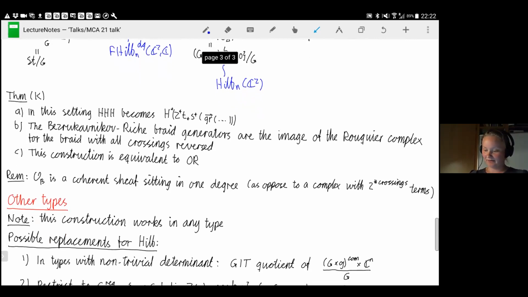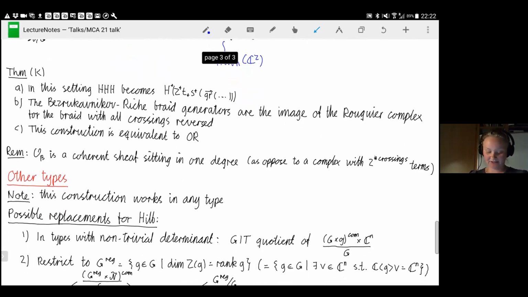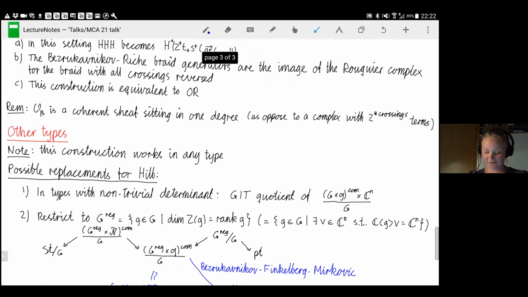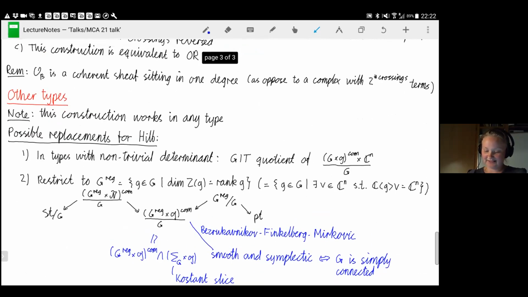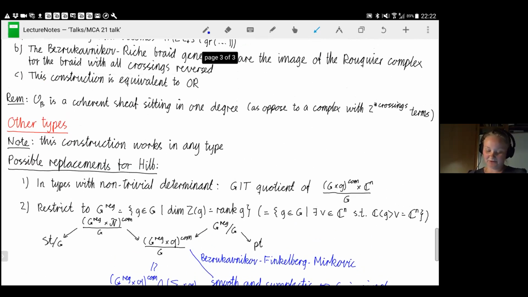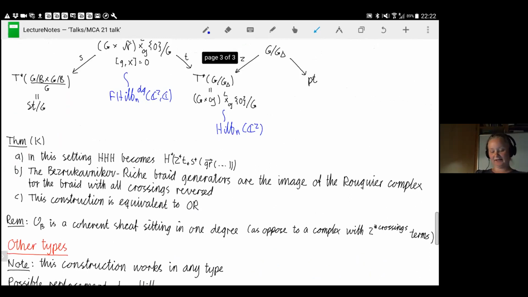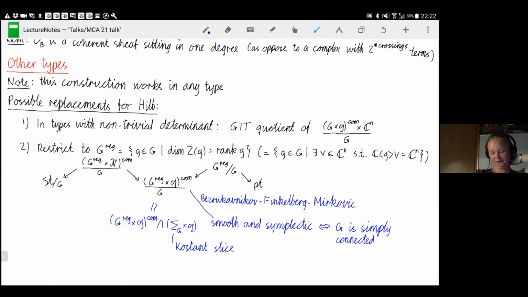Okay, so I'm out of time, so perhaps I should stop here instead of talking about other types. Essentially, in other types you can do exactly the same thing, but the only question is what nice space you would replace the Hilbert scheme by. But I think I should stop here.